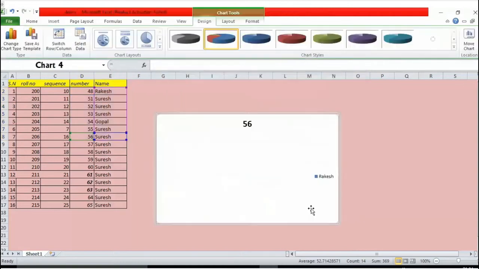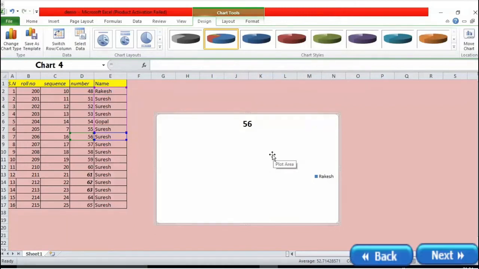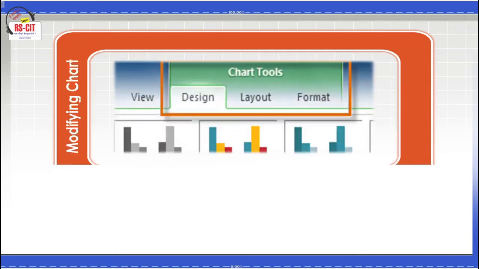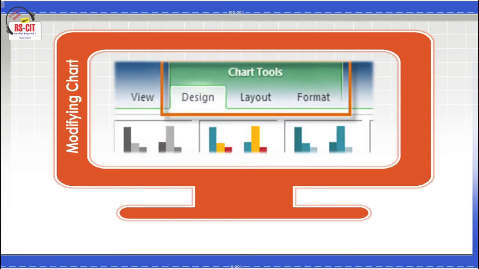Select any chart type. By default, the chart is placed on the worksheet as an embedded chart. Tip: in Excel 2010, you can also create combination charts, which are a combination of two or more chart types available in Excel.